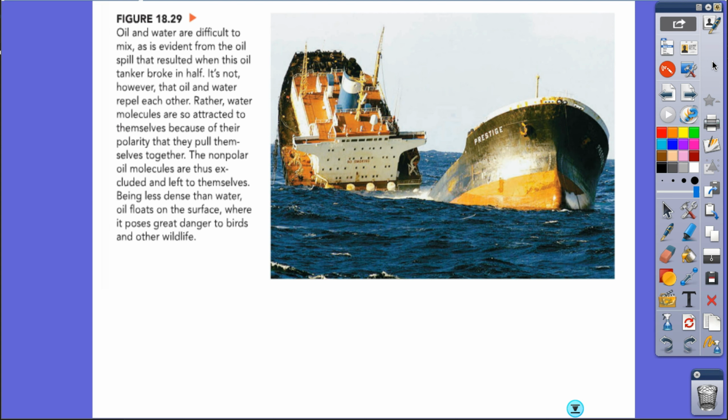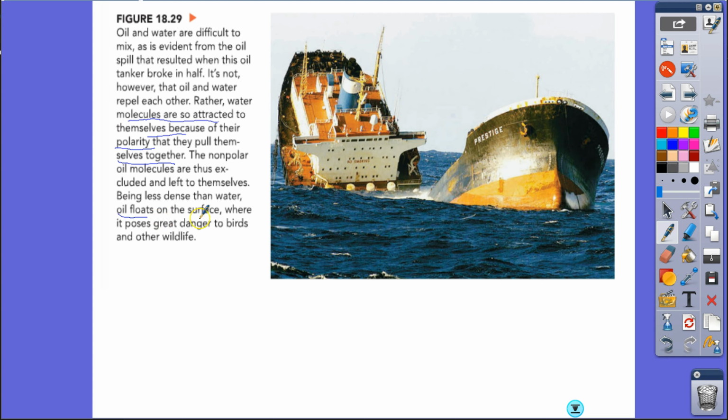You're going to see that you can't mix it very well at all. You're not going to mix up the oil and the water. The reason that they don't mix up very well is because they repel each other, because water molecules are so attracted to themselves because of their polarity that they pull themselves together. The non-polar oil molecules are excluded from that and left to stay by themselves. And being less dense than water, oil floats on top. Grease from cooking food is made up of a lot of different kinds of oils. It's not like the oil you pump out of the ground, but it has some of the same properties.